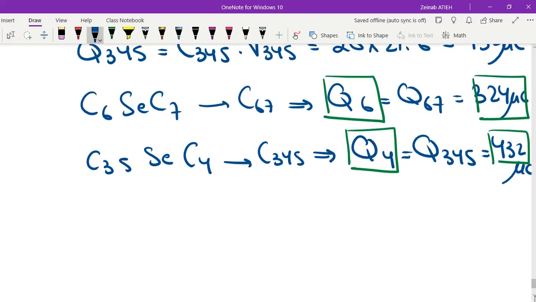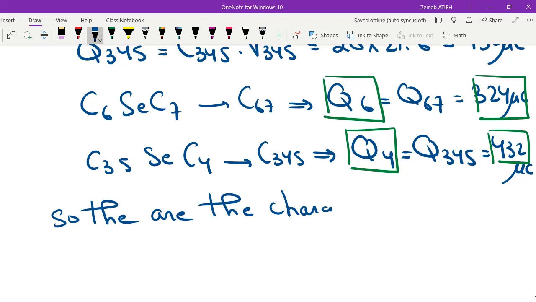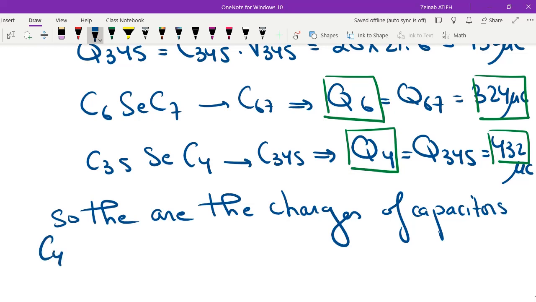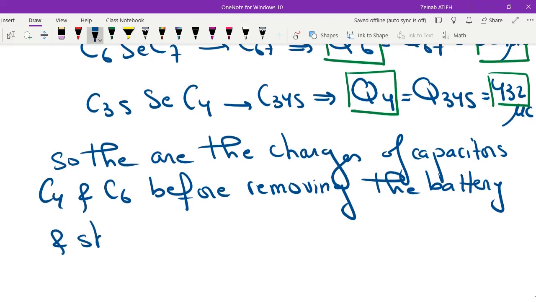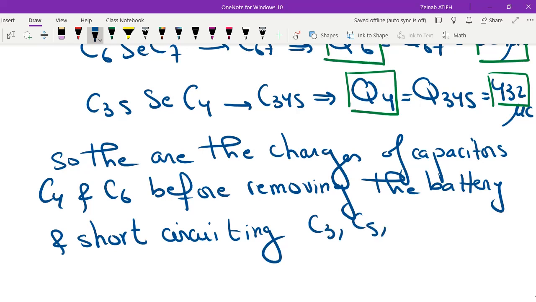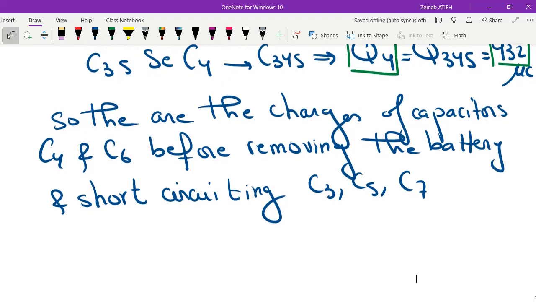Okay, so these are the charges of capacitors C4 and C6 before removing the battery and short circuiting C3, C5 and C7. When we short circuit, it simply means we remove it and put a wire.